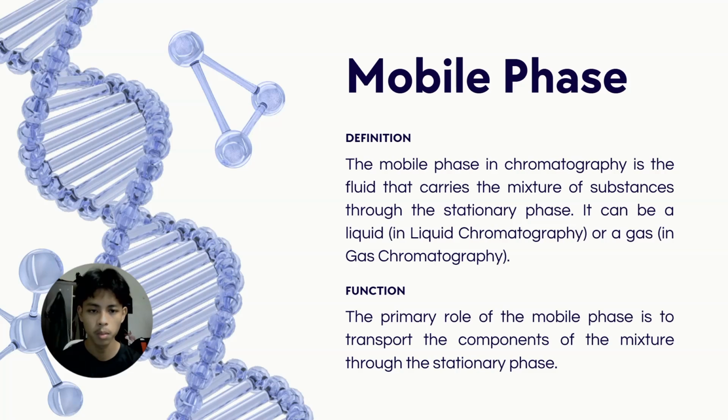The other phase that we have is the mobile phase. The definition of the mobile phase is the fluid that carries the mixture of substances through the stationary phase. It can be a liquid or a gas. This phase has the primary role of transporting the components of the mixture through the stationary phase.